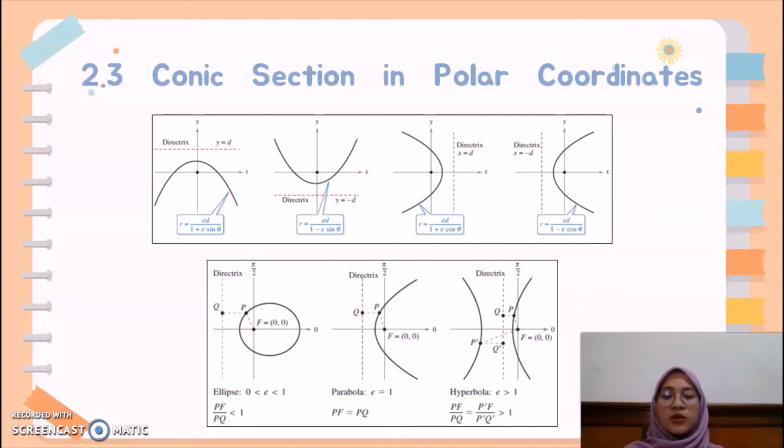For r equal to ed divided by 1 minus e sin theta, the graph will open upward. For r equal to ed divided by 1 plus e cos theta, the graph is opening to the left. And the last one, r equal to ed divided by 1 minus e cos theta, the graph will be opening to the right. That's all from me.